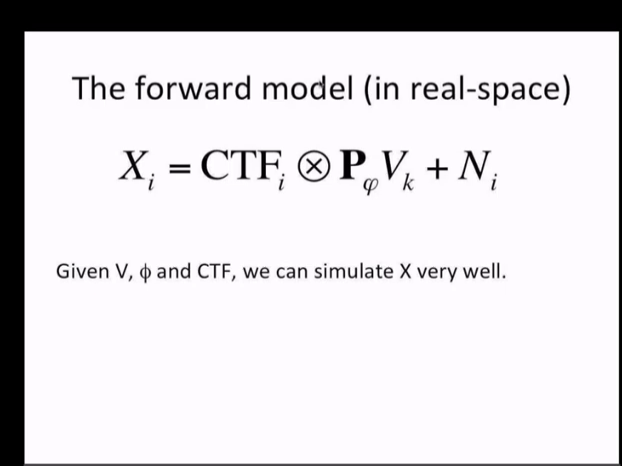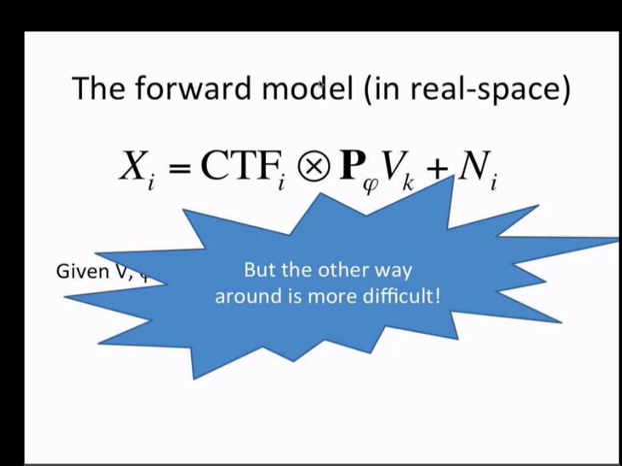Now, the inverseness of our problem is that we don't have the three-dimensional map, and we want to calculate it from experimental images. We have to go backwards. We have observed our two-dimensional projection images, and without knowing phi, we now have to calculate all these two-dimensional projections back into a 3D reconstruction, and that's much more difficult.